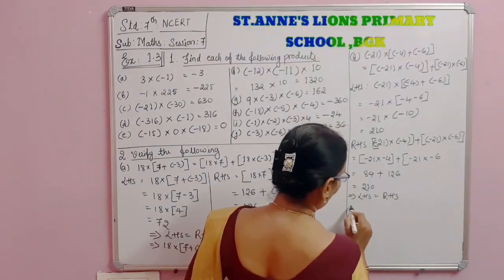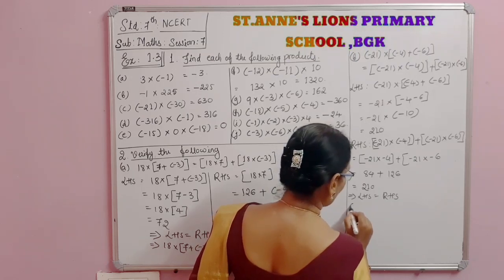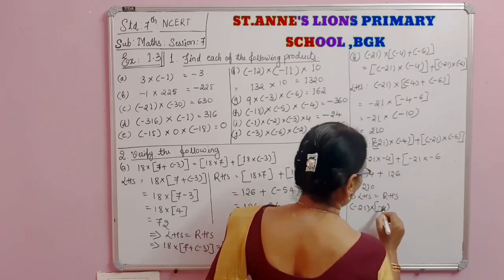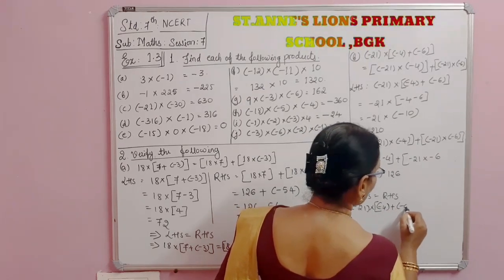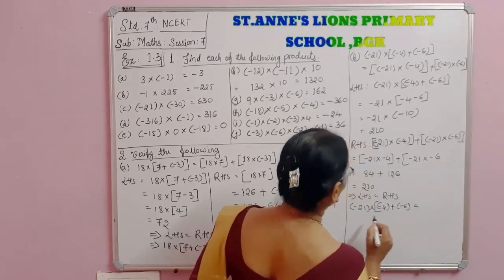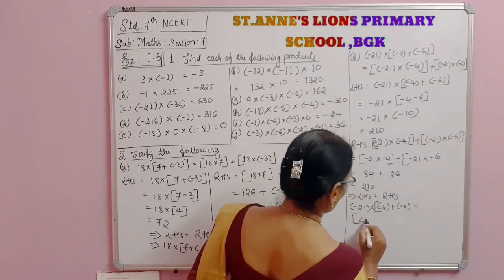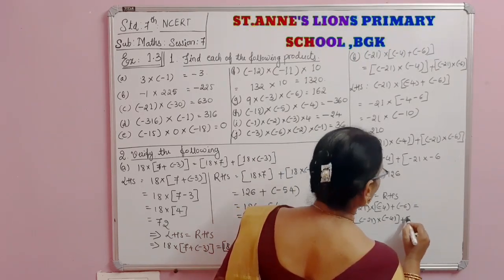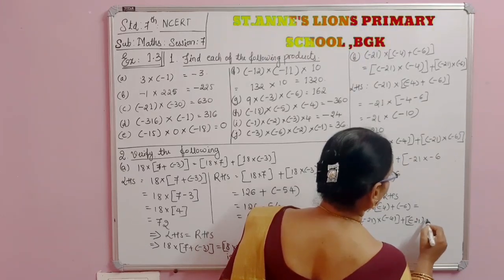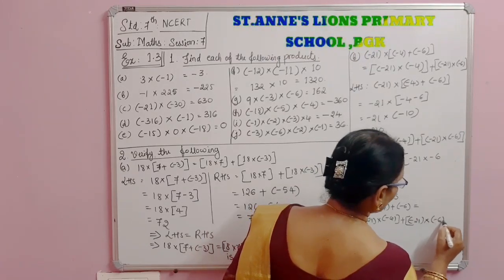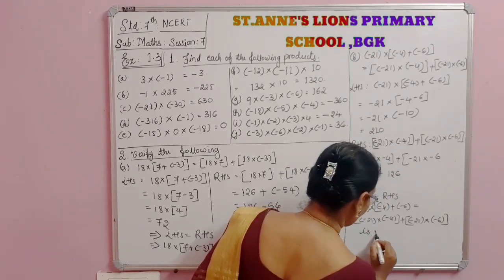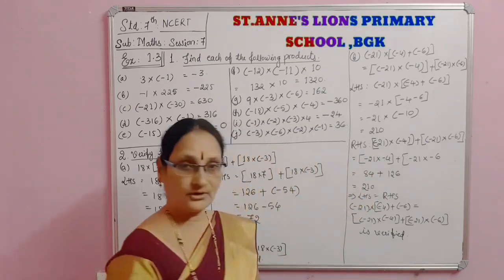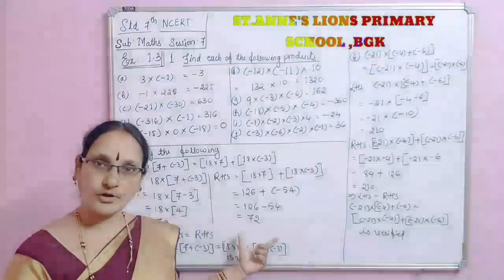Okay. So how can we write? We have to write here LHS, minus 21 into, in the bracket, minus 4 plus minus 6 is equal to, in the bracket, minus 21 into minus 4 plus minus 21 into minus 6, is verified. See, like this you have to solve the problem. Please copy this neatly.